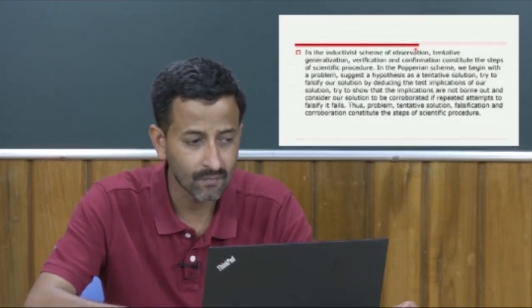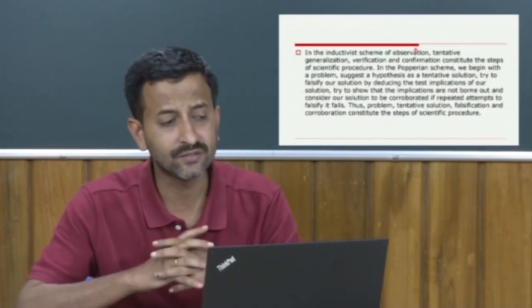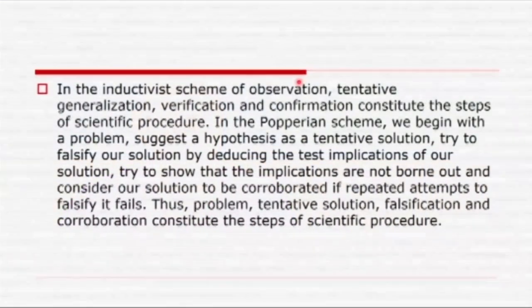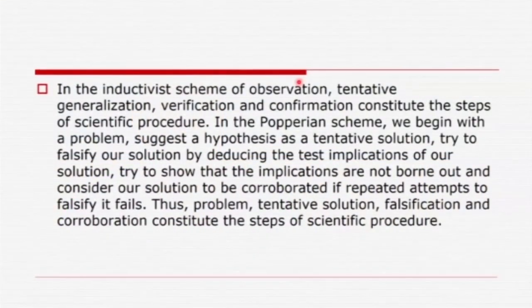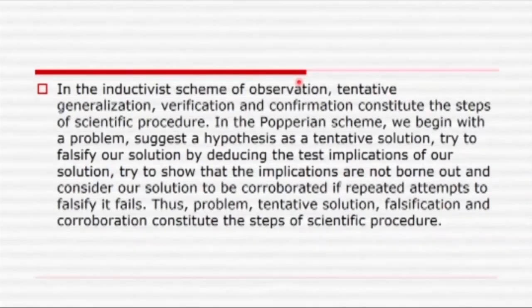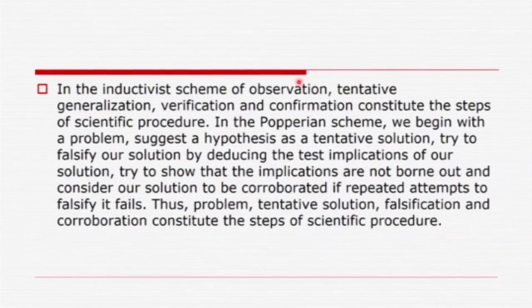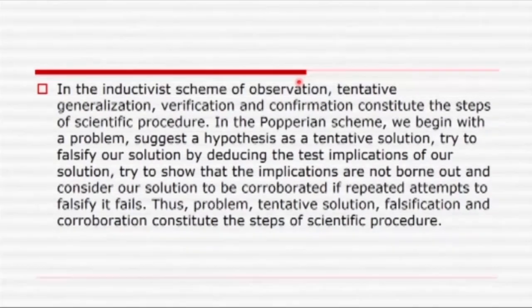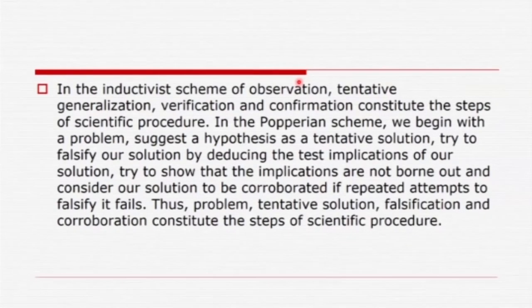Now, in the inductivist scheme, observation, tentative generalization, verification, and confirmation constitute the steps of scientific procedure. As we have already discussed, we always start with observational data, tentative generalization, verification, and then once those observations are confirmed, we tend to arrive at a particular conclusion. We tend to generalize.